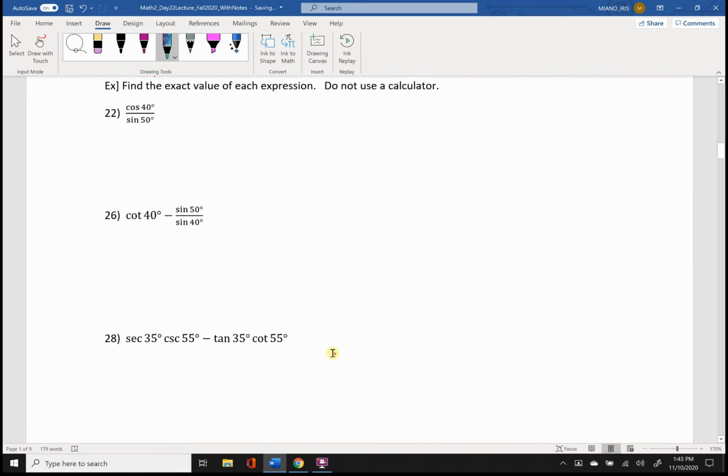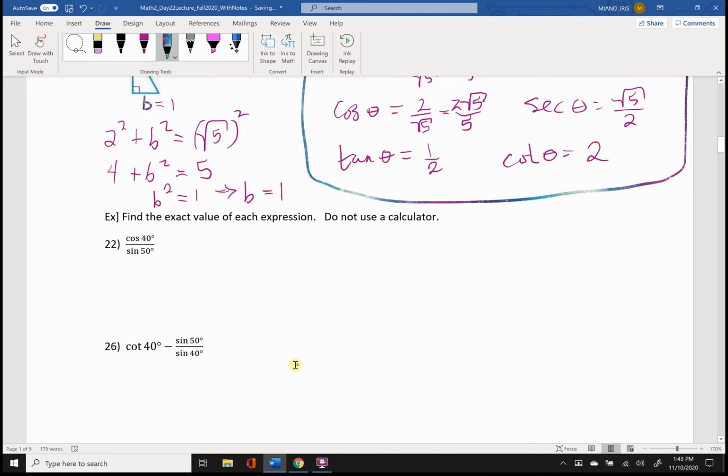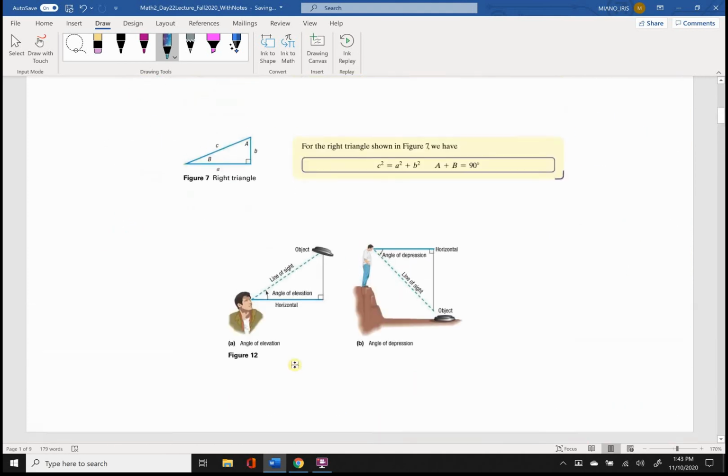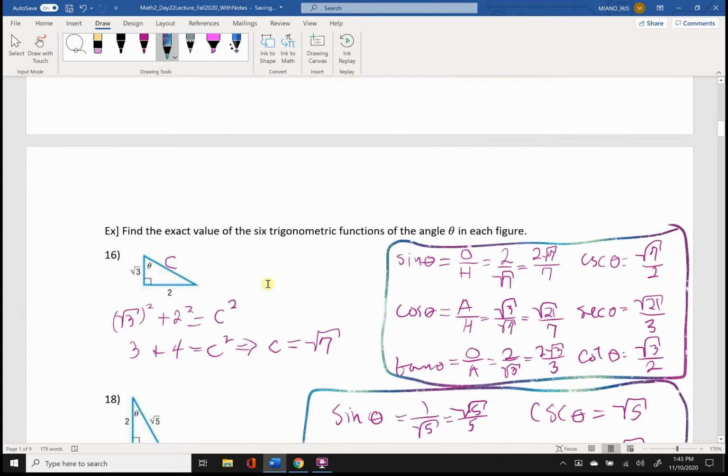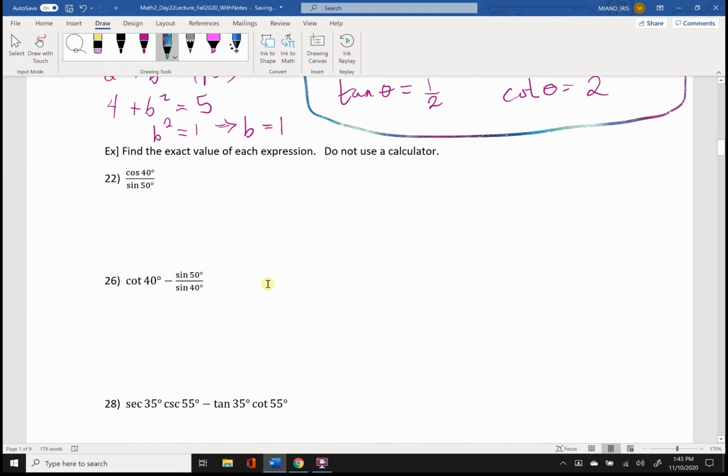Okay, so for these next three here, we're going to go back and use this complementary angle theorem. This stuff right here is the jam, okay? So remember, sine and cosine are cofunctions, tangent and cotangent are cofunctions, secant and cosecant are cofunctions. And you just need to put the complement of one angle to another when you switch from a particular function to its cofunction, and then you have an equivalent expression. Okay, so let's take this into account and find the value of each of these.